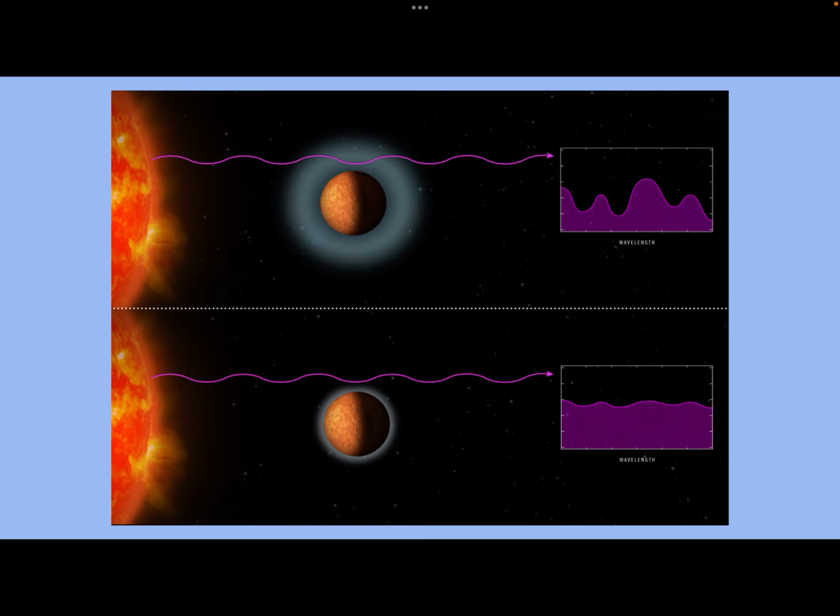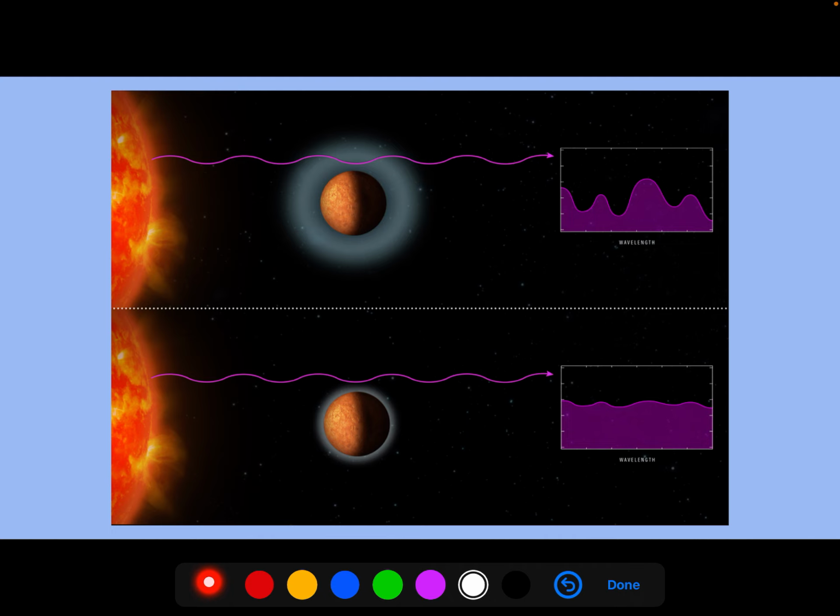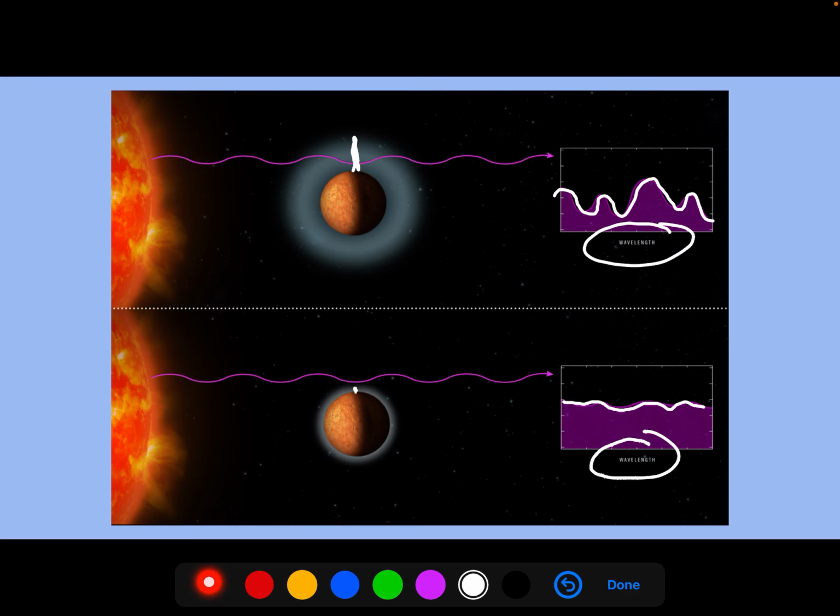This is an illustration of how scientists might use the wavelength of light to determine whether or not there's an atmosphere. So when they've got a thicker atmosphere here, you can see the wavelength changes drastically. And when there is a thinner atmosphere here, you can see the wavelength is not quite as defined.